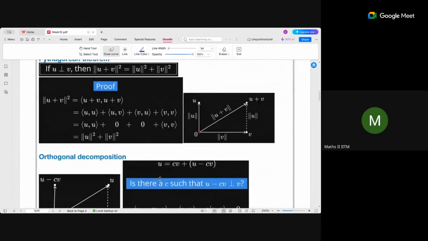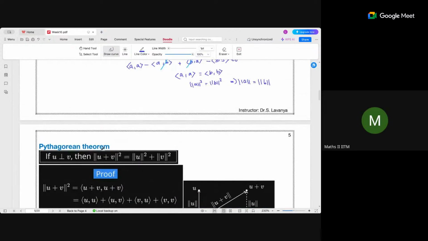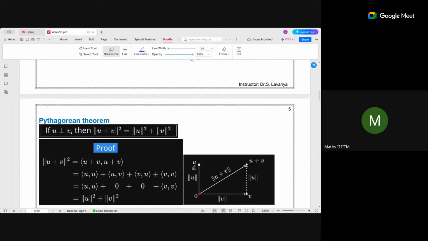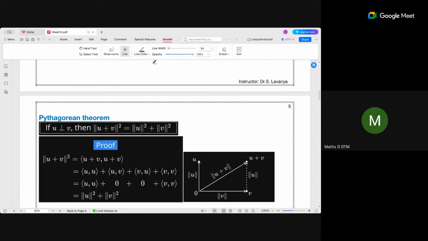Okay, fine. So we have already seen the Pythagoras theorem in general in R2. What is the Pythagoras theorem? So you know that if you have something like this, and then another line, maybe I'll draw it visually. So this is u, this is v. What does the Pythagoras theorem say about the other side, the hypotenuse side?